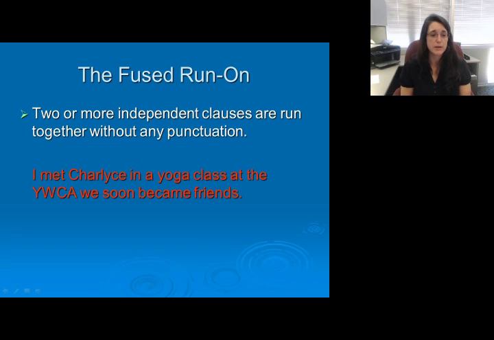So our incorrect example here is, "I met Charlize in a yoga class at the YWCA we soon became friends." Take a look at it for just a moment and decide where you think the first complete thought ends and the second complete thought begins. Okay, so you might notice that the first complete sentence ends after YWCA and the second complete sentence begins at "we." We probably, again, have tons of options for correcting this.